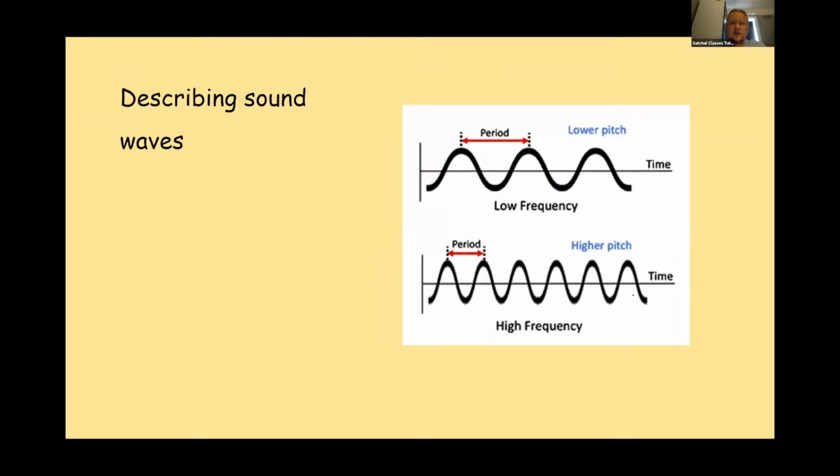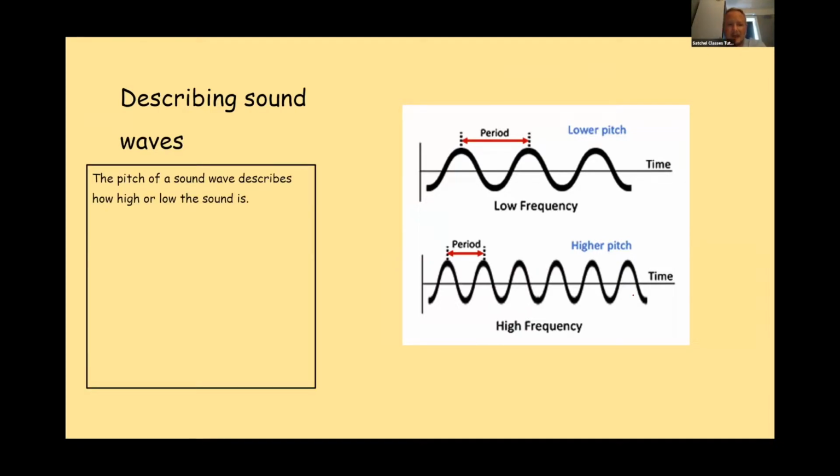Something else about sound waves, what we use to describe, is the pitch. Now, you might have heard of high and low pitch. You might even have tried to make a high and a low pitch noise. High pitch can be described as something close to the tweeting of a bird, whereas low pitch might be something like a whale song or the roar of a lion.